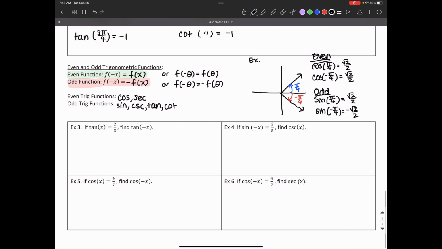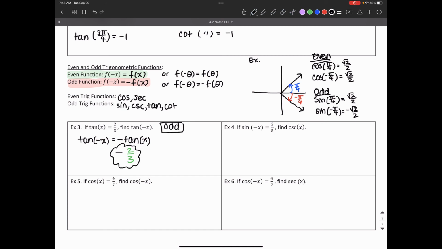Okay, let's do examples. If I have tangent of x equal to 2/3, I want to find tangent of negative x. Since I know that tangent is odd, if I plug in negative x, it's going to give me the negative version of the original. So I would have negative tangent of x, and I'm just going to replace tangent of x with 2 over 3. And so my final answer is negative 2/3.